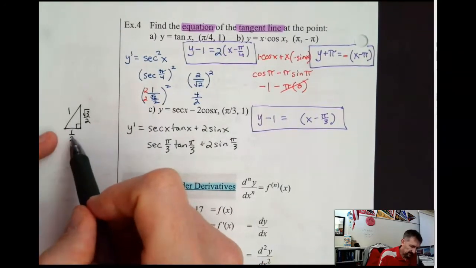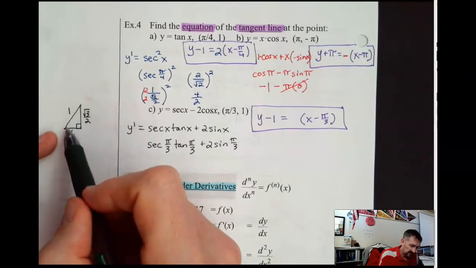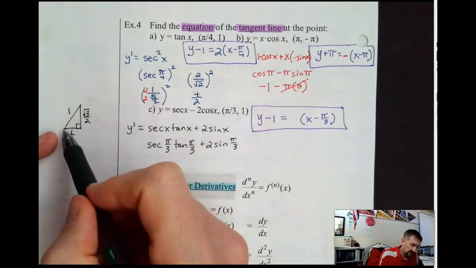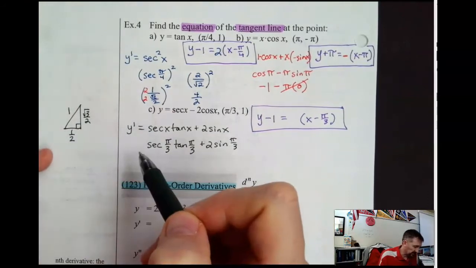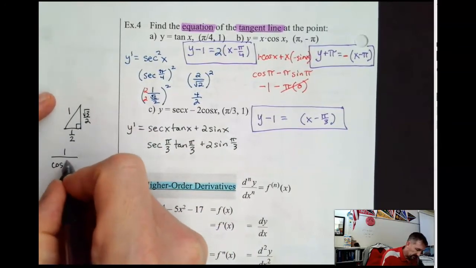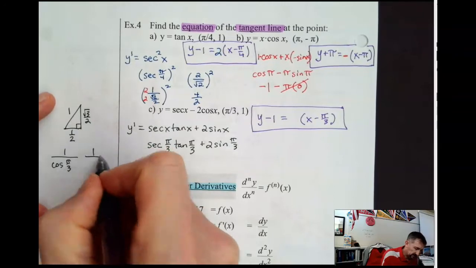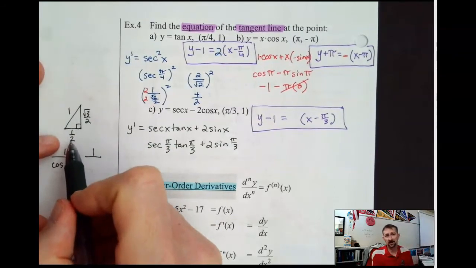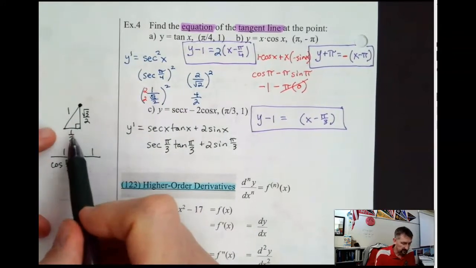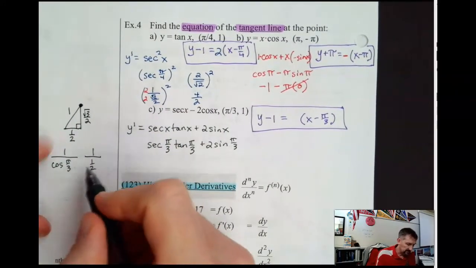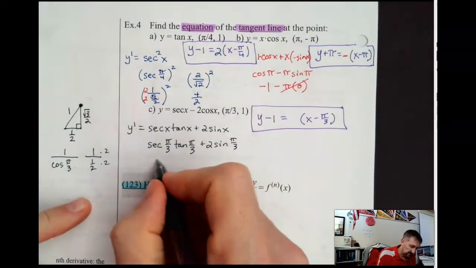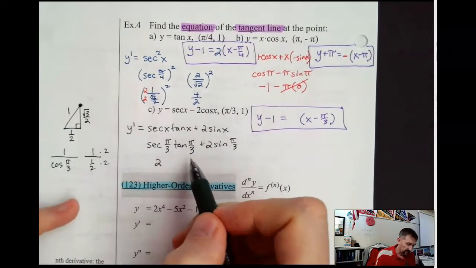Cosine is adjacent over hypotenuse. So that would be 1/2, but secant is the reciprocal of that. Secant is the reciprocal of cosine, so it would be 1 over the cosine of pi over 3. The cosine of pi over 3, cosine is the x coordinate if this was on the unit circle and this was a coordinate up here. So it's 1 over 1/2. That's a complex fraction. If you multiply by 2, you're going to get 2. So that equals 2.